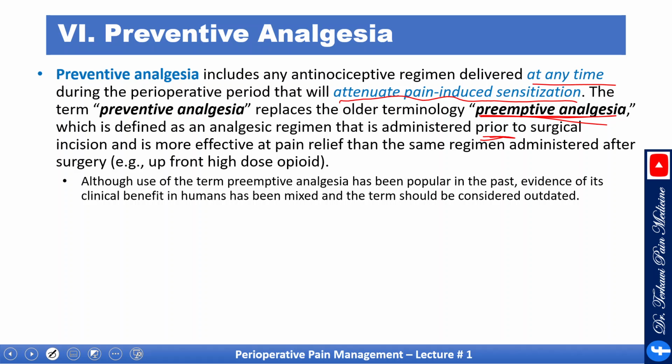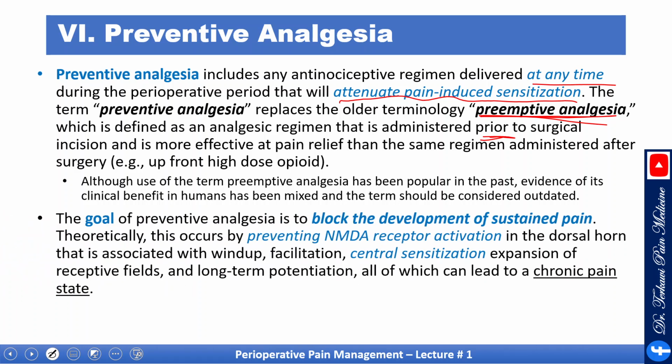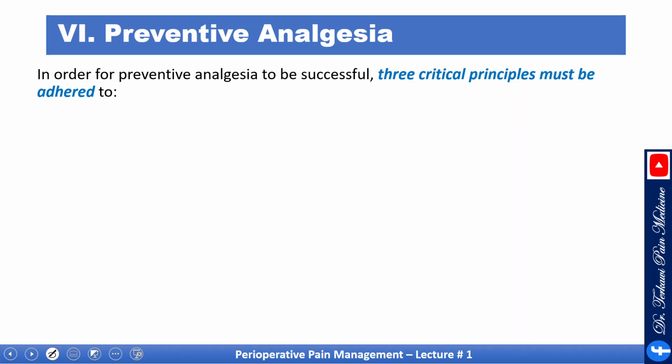not right. The goal of preventive analgesia is to block, that's the key word, the development of sustained pain. Theoretically, this occurs by preventing NMDA receptor activation in the dorsal horn that is associated with wind-up, facilitation and central sensitization, expansion of receptor field, and long-term potentiation, all of which can lead to a chronic pain state.